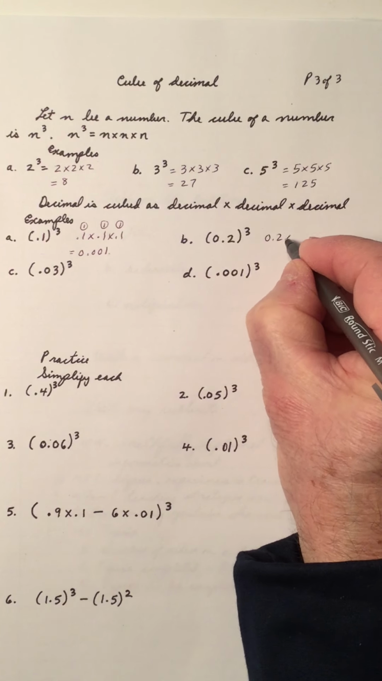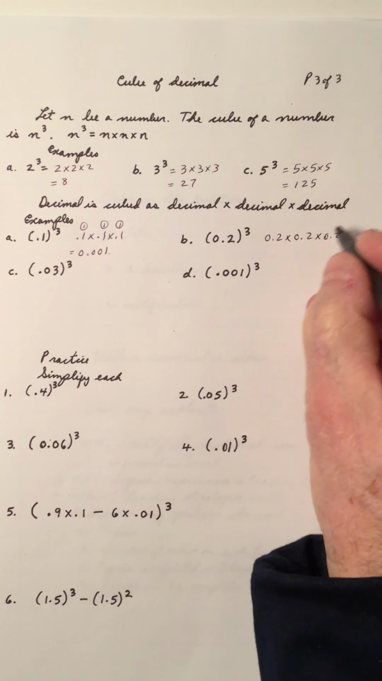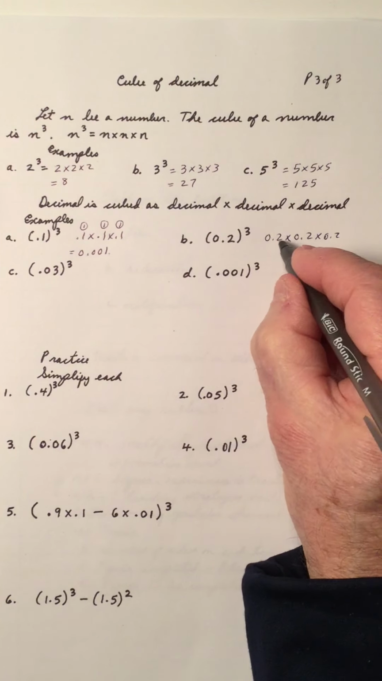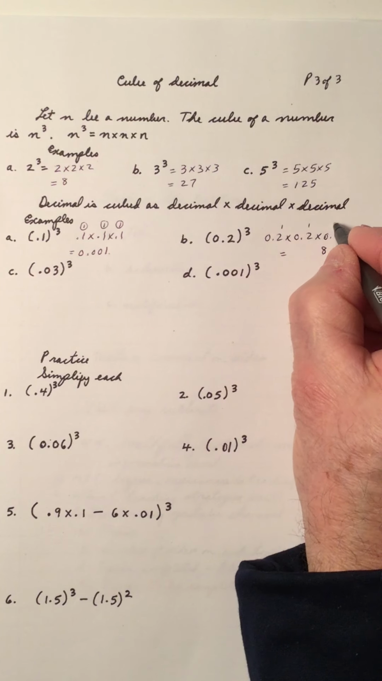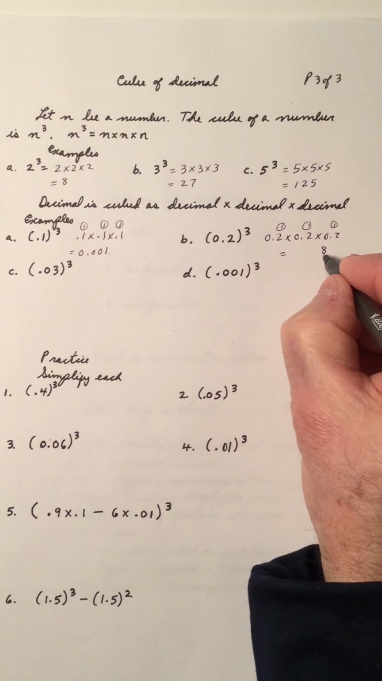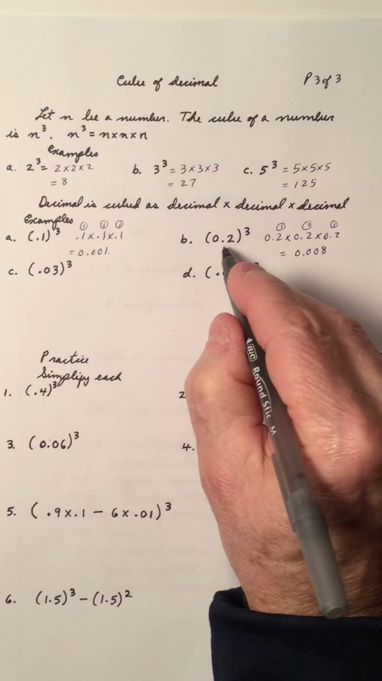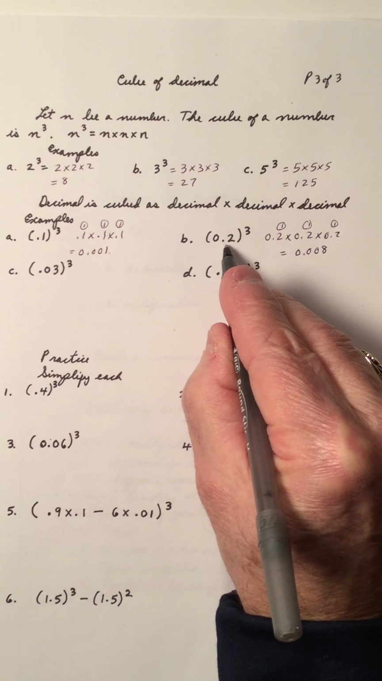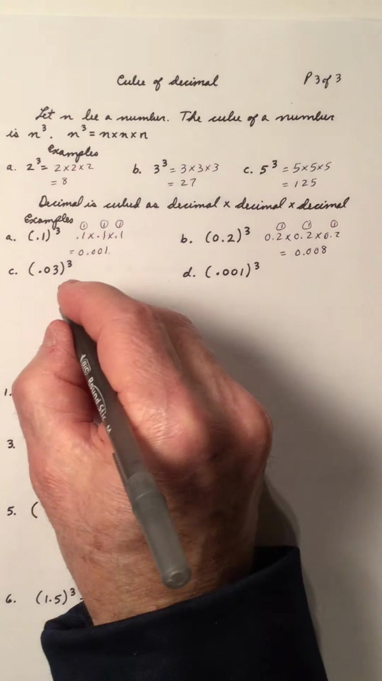Decimal 2 cubed. So it's decimal 2, decimal 2, decimal 2. And again, 2 times 2 is 4 times 2 is 8. And we have 1, 2, 3 decimal places. Notice there's one decimal place right here in decimal 2. When you cube it, it's 3 times as many.